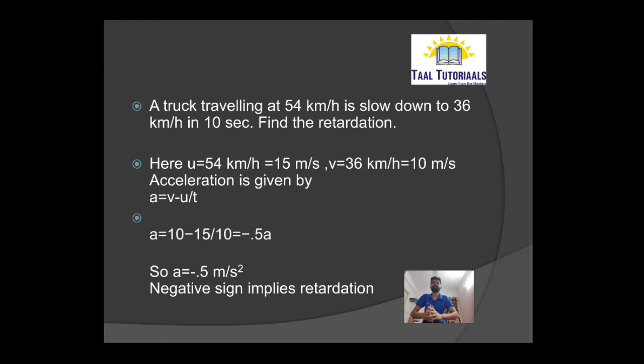Now we need to find retardation. Retardation means negative acceleration. The acceleration formula is what? a is equal to v minus u divided by t, where v was 10 and u was 15. So 10 minus 15 divided by t, t is 10 seconds. That is minus 5 by 10, minus 0.5. So acceleration a is equal to minus 0.5 meter per second square. Now again, the negative sign implies retardation.